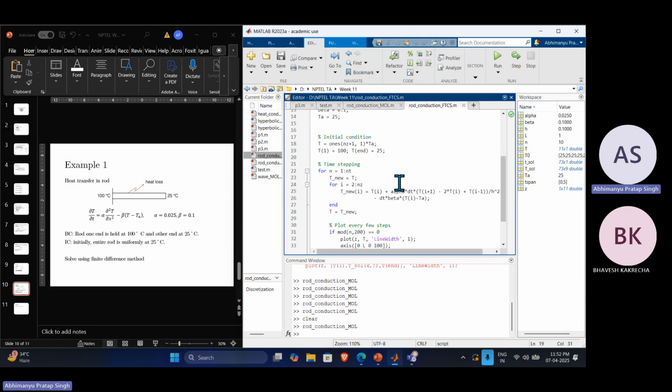So that means for the time derivative, dT by dt, we are discretizing this using a forward differentiation scheme, and for d squared T upon dx square, we are using a central difference scheme. That is why it's called forward in time and central in space. So this is a space derivative, and we are using a central difference scheme, and this is a time derivative, and we are using a forward difference scheme.